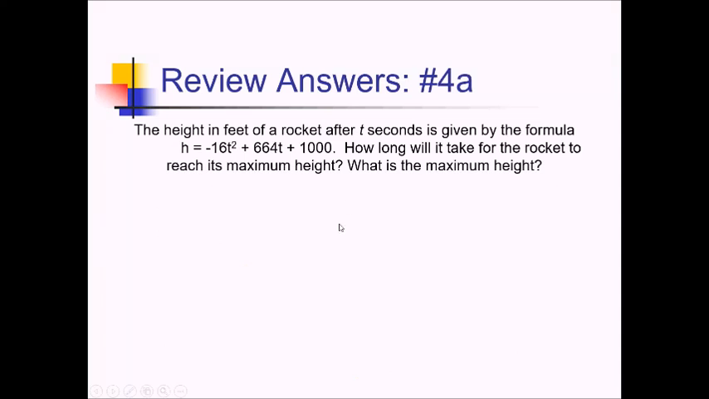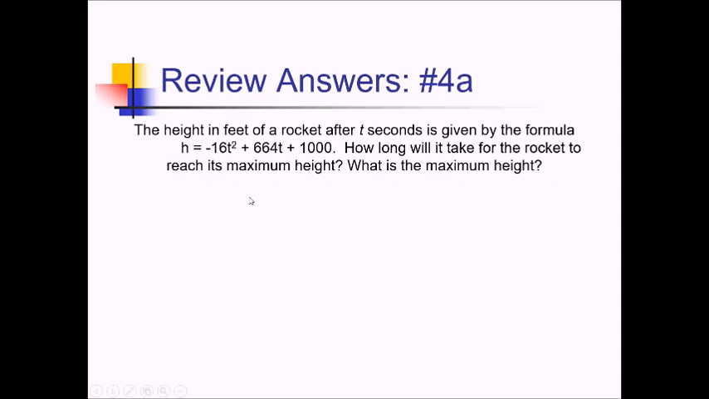For this problem, we have the height in feet of a rocket after t seconds, given by this h formula. We want to know how long it takes the rocket to reach its maximum height and what that height is. So in general, when you're trying to find the max or the minimum of a quadratic function, you basically need to find the y value of the vertex. That will either be the highest or the lowest point of the parabola, depending on whether it's opening up or down.